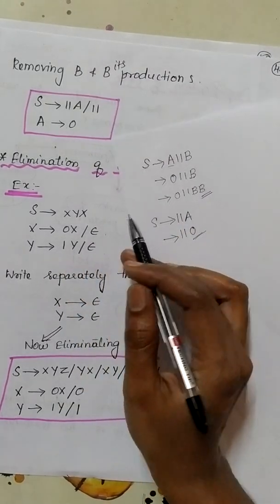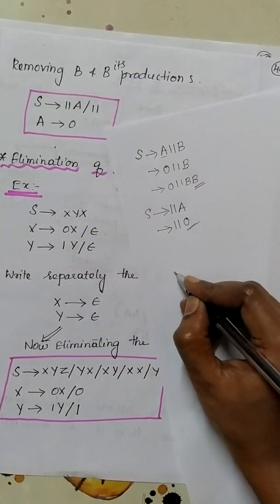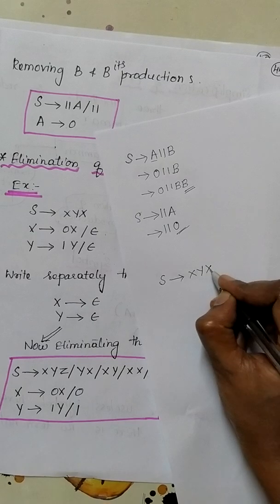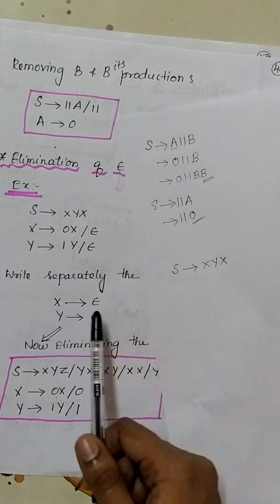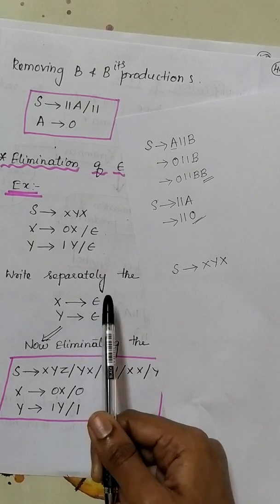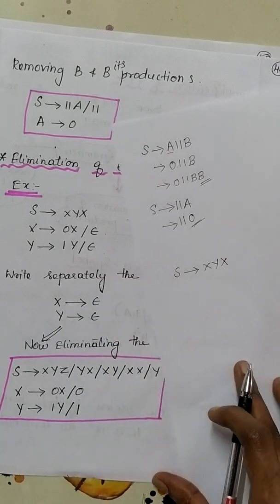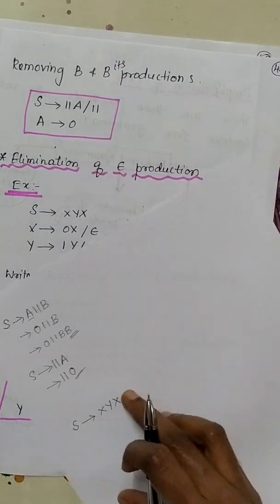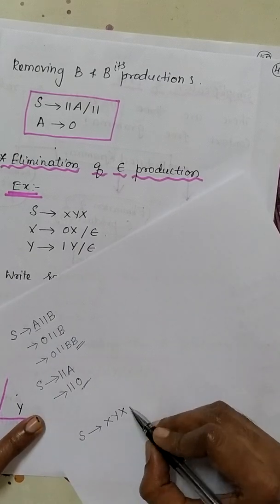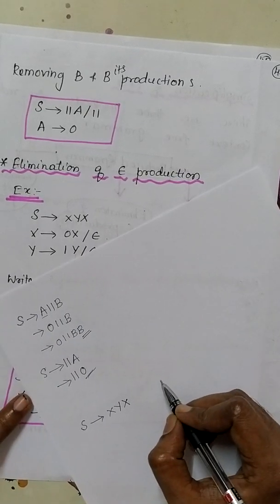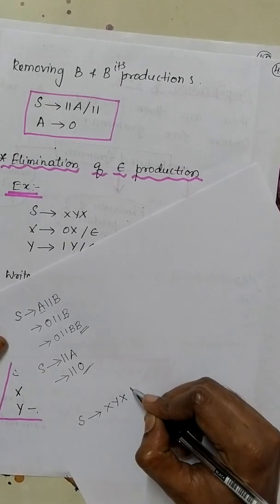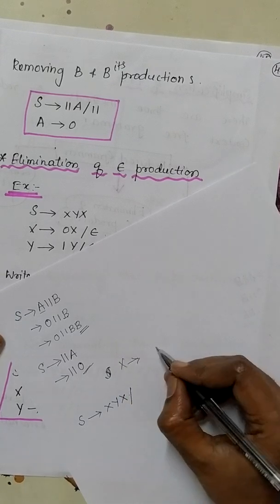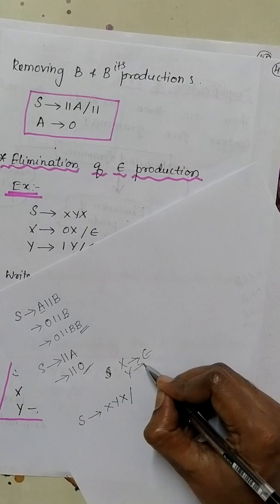Here you can see this is the context-free grammar. First we should write the production, S tends to XYX. We have two epsilon productions, X tends to epsilon and Y tends to epsilon. So what we should do is first write the production, S tends to XYX.